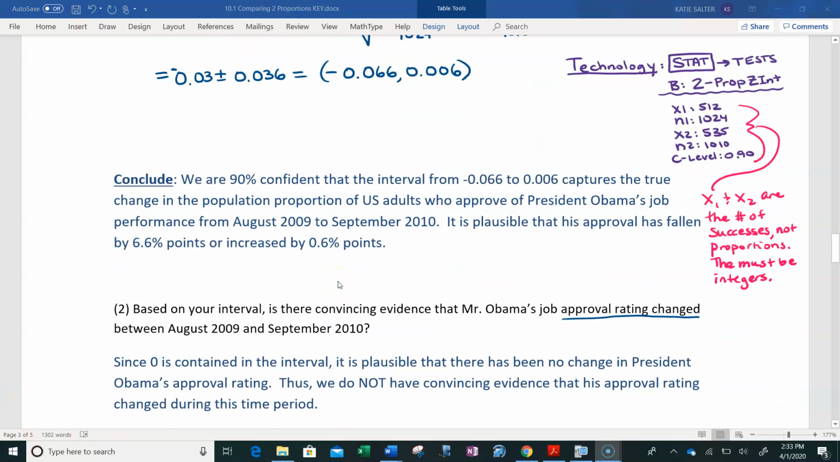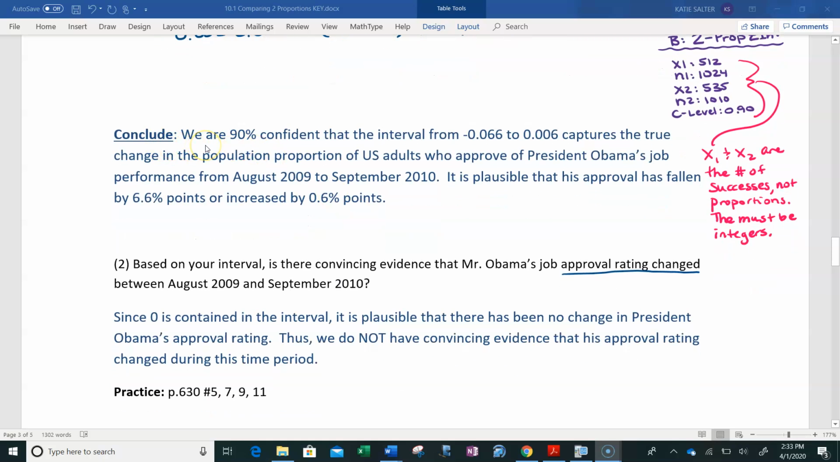All right, and so for our conclusion, this part's really important. We are 90% confident that the interval from negative 0.066 to 0.006 captures the true change, or you could say the true difference, in the population proportion of U.S. adults who approve of President Obama's job performance from August 2009 to September 2010. Y'all, it's really, really important. You got your context here. Just learn that mantra. Therefore, it is plausible that his approval has fallen by 6.6% points or increased by 0.6% points.